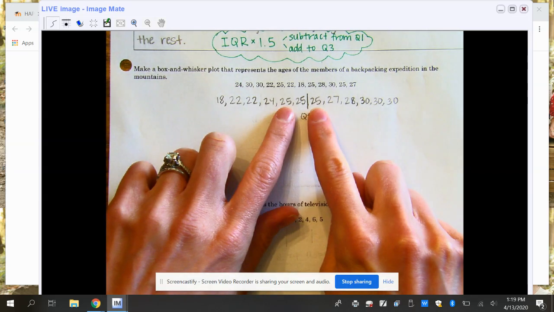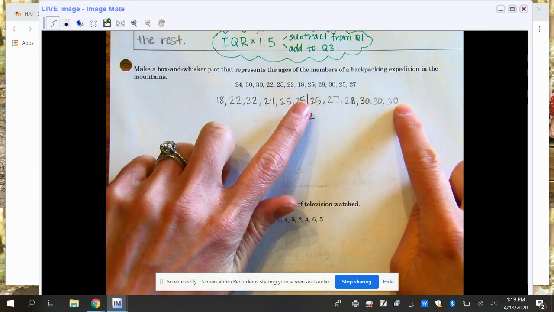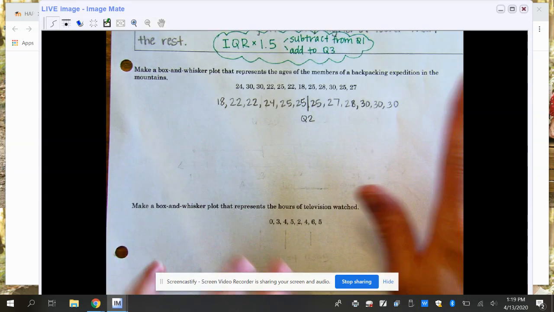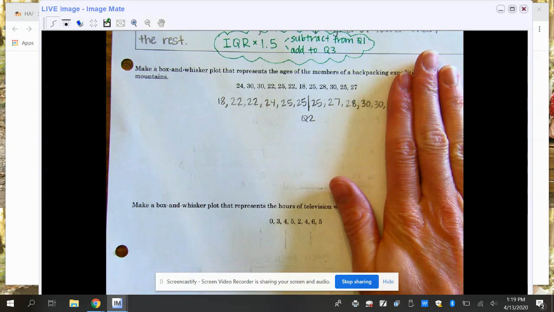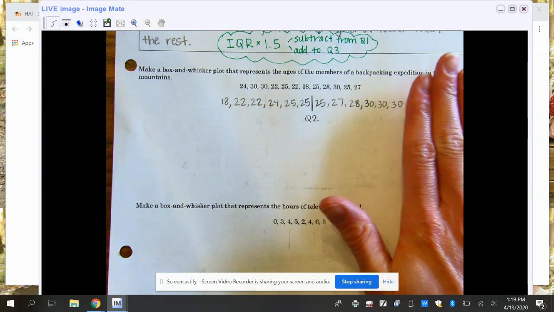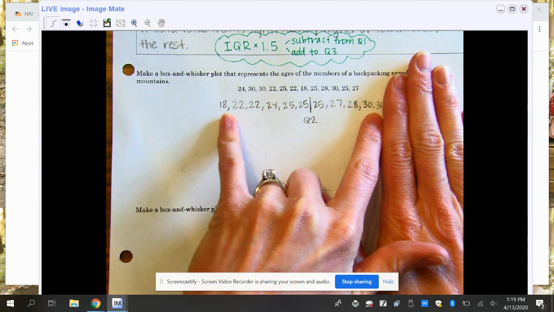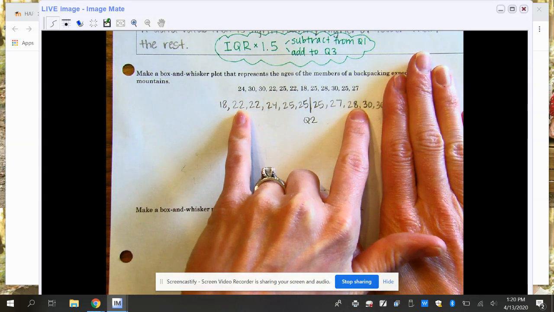Now, there should always be an equal number of data values on the right and on the left. So if that 30 had not originally been there, this last 30, when we would find our median, we would go, let's see, in.